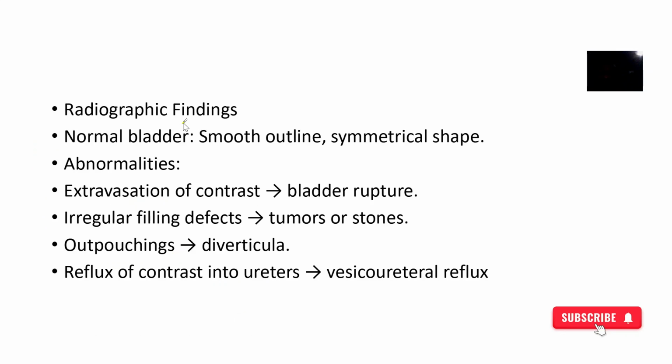So for radiographic findings, a normal bladder is usually smooth, symmetrical, and the shape is the same. So if there's abnormalities, probably extravasation shows that maybe there's bladder rupture, irregular filling defects, outpouching show that there's diverticula, and if urine is flowing back, that you have a ureteral reflux.